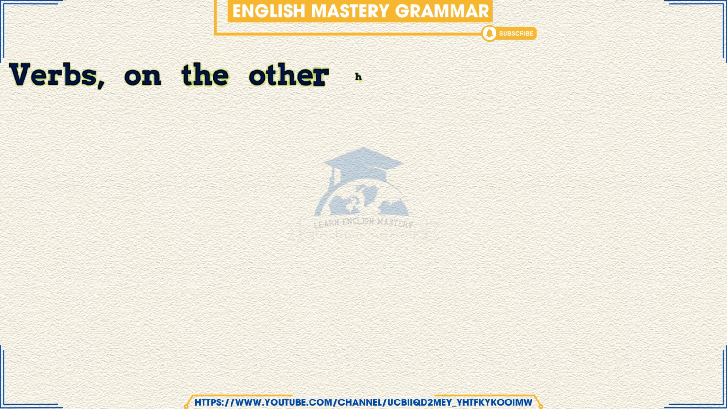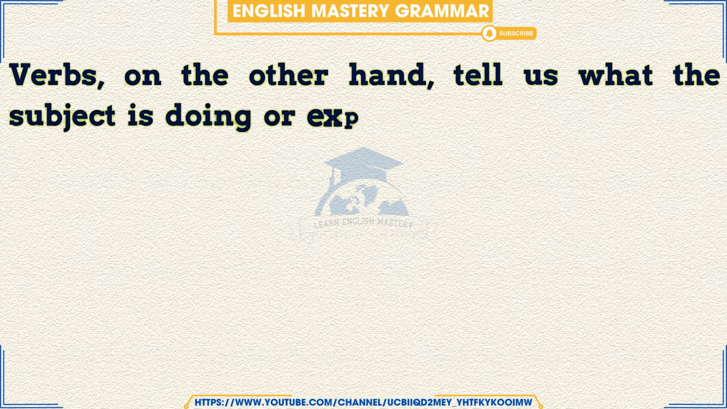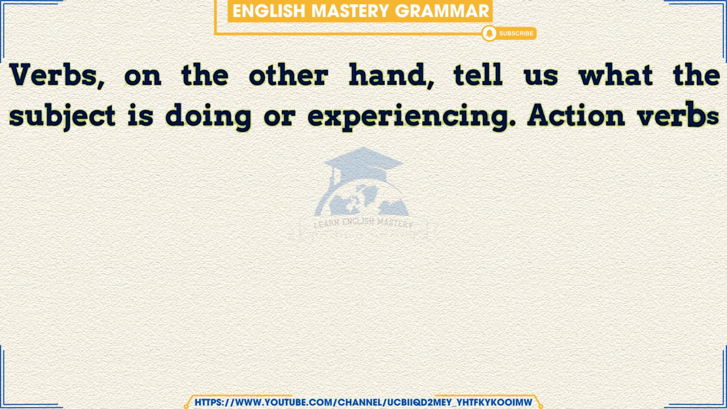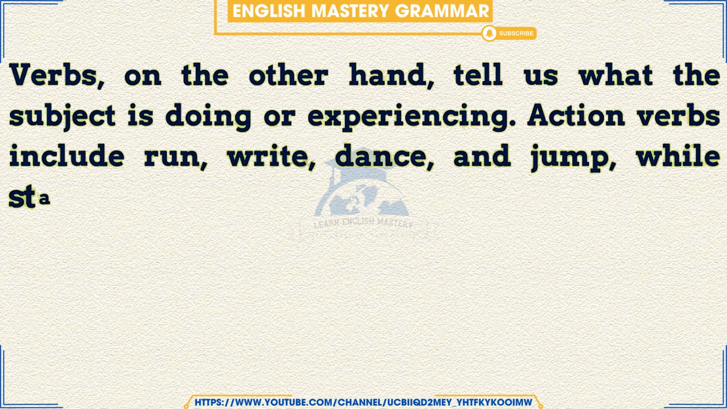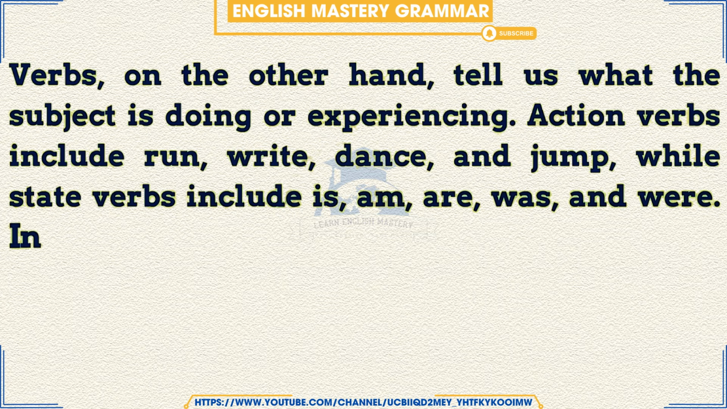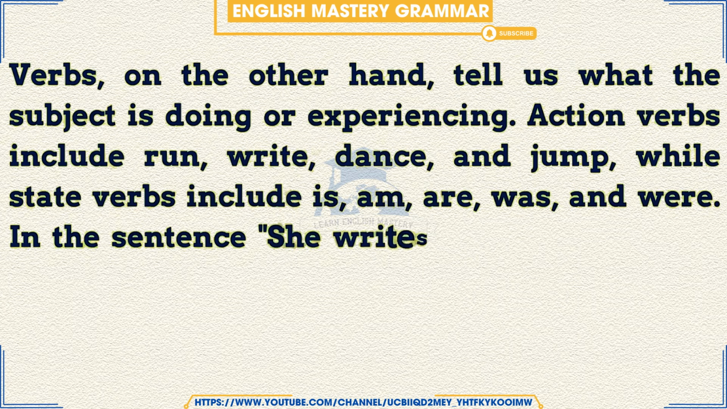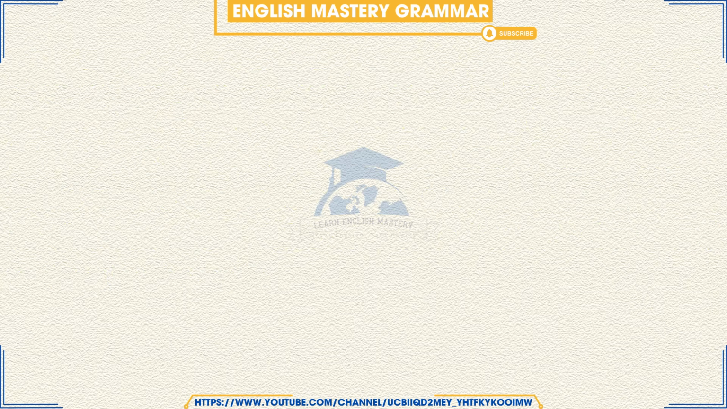Verbs, on the other hand, tell us what the subject is doing or experiencing. Action verbs include run, write, dance, and jump, while state verbs include is, am, are, was, and were. In the sentence, she writes a letter, the word writes is the verb.